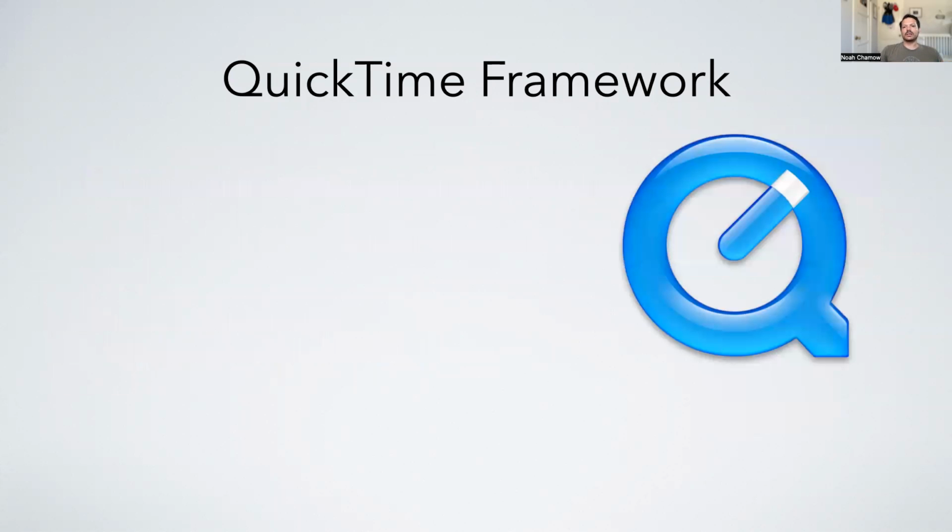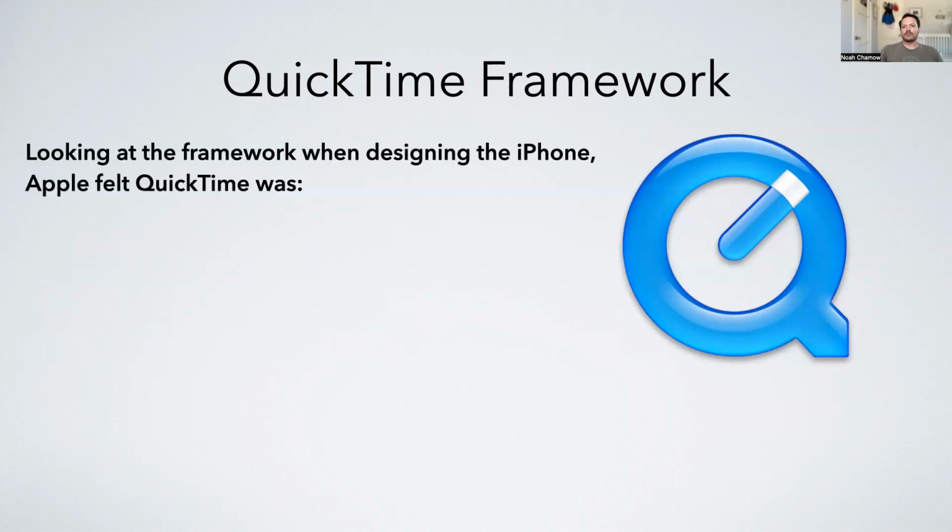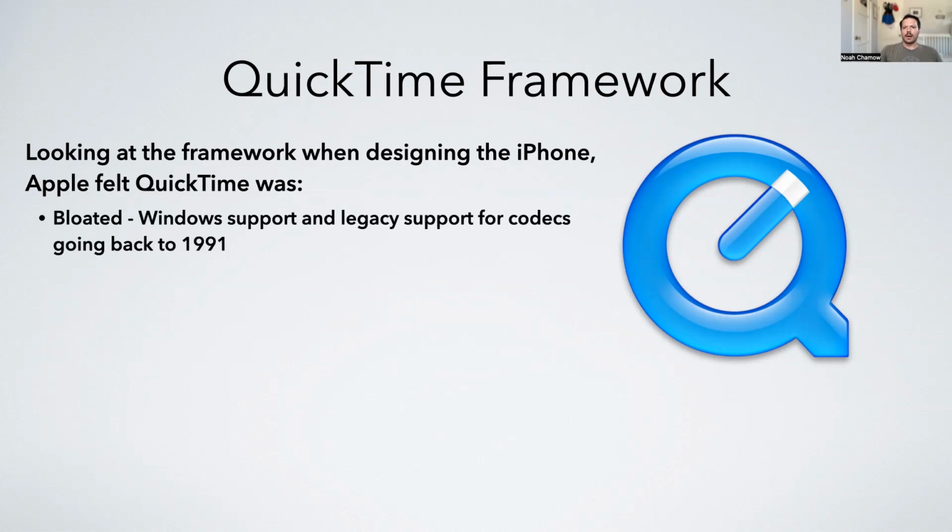But when designing the iPhone, Apple needed video playback of some kind, and they really had to decide: do we want to bring QuickTime to the iPhone, or do we want to try something a little different? So when looking at QuickTime, Apple felt that it was sort of bloated because it had Windows support, which was a lot of overhead that was arguably at this point maybe not needed. And it had support for legacy codecs going all the way back to 1991. So, early codecs that no one used anymore were still part of QuickTime, and they had to decide whether that was an important thing to keep supporting.